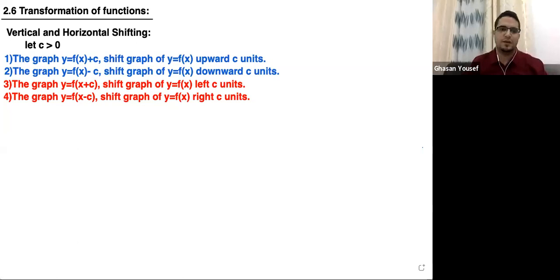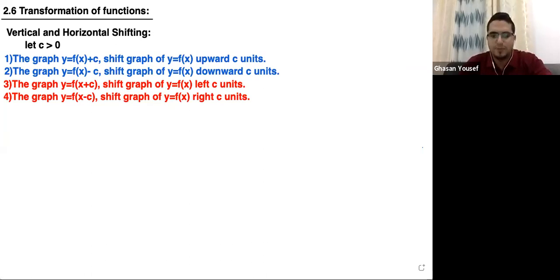Hello everyone, today we're going over 2.6 transformations of functions. Last time, I gave some review of how we can graph the basic functions. I showed you how we can graph the linear function f of x equals x. This is all review, because we plot all of them by using tables.